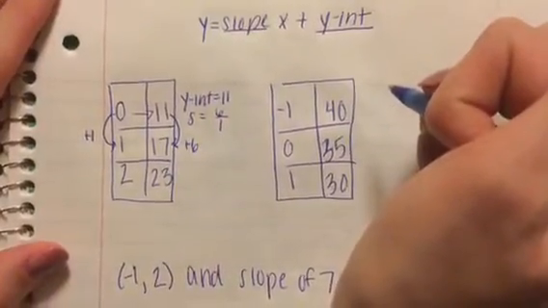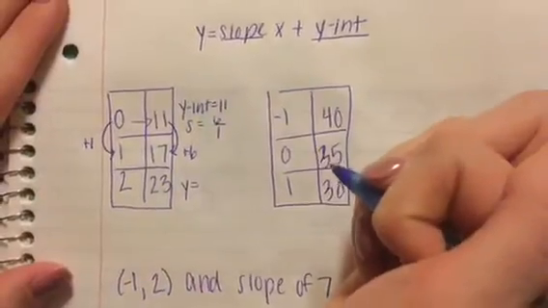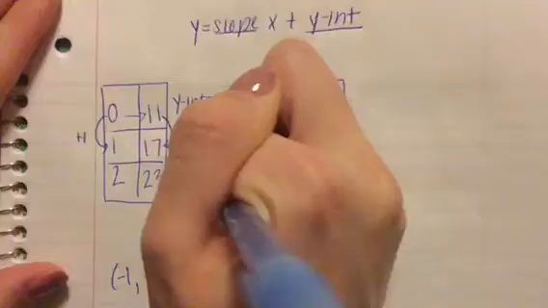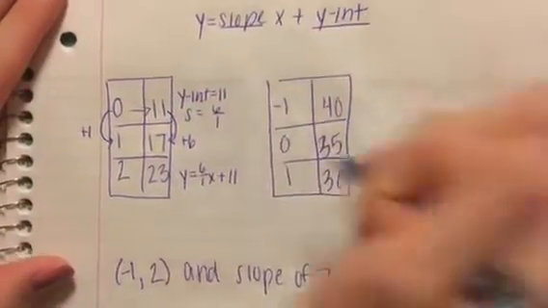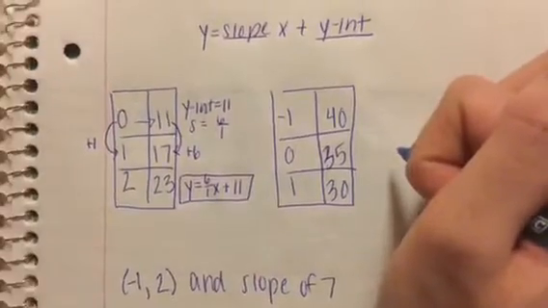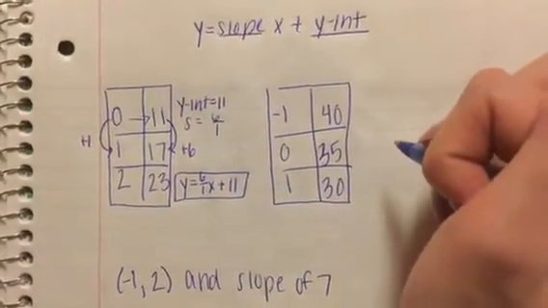Now my last step is to write my equation, which is y equals whatever we got for our slope, which is 6 over 1x, and then whatever I got for my y-intercept. So my equation is y equals 6 over 1x plus 11. Let's look at a different example.